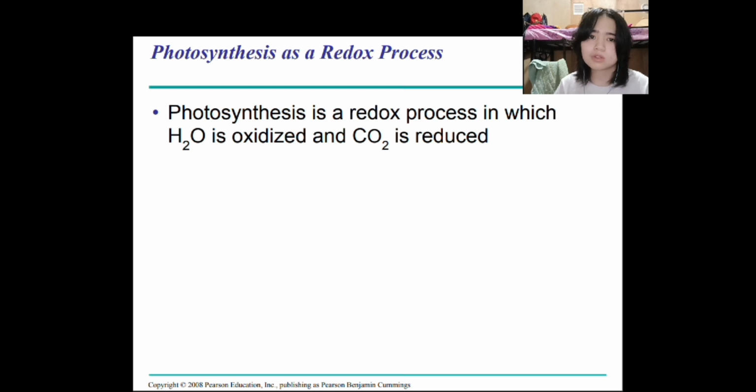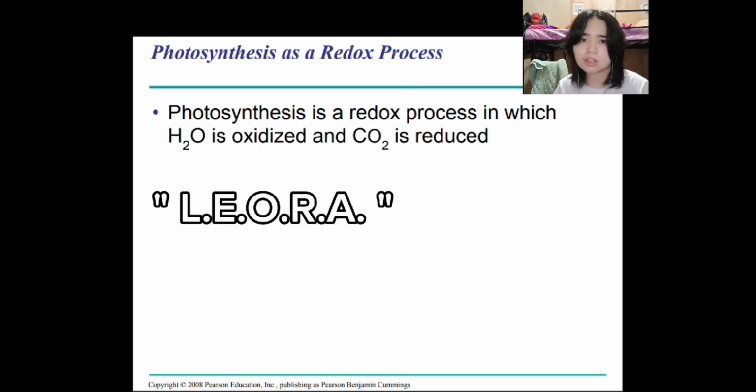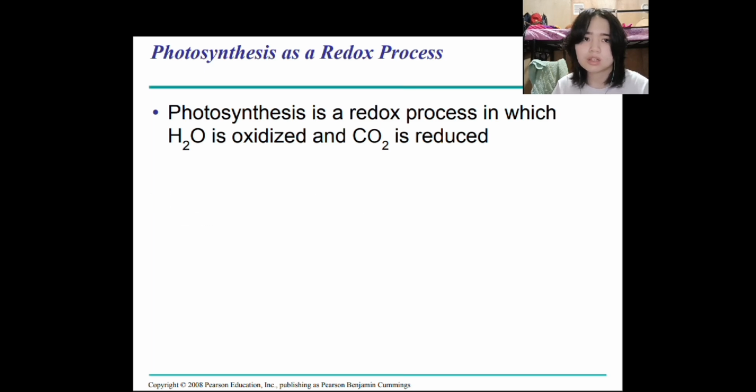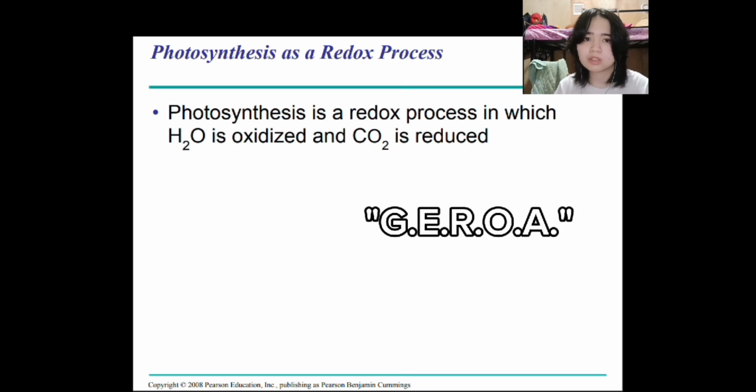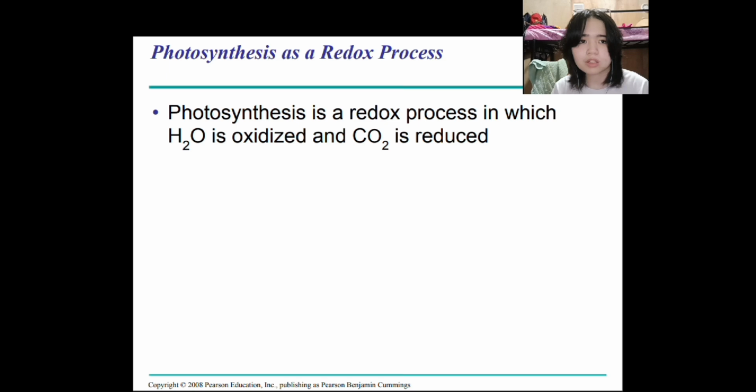Now, there are 2 easy mnemonics that you can remember to make things easier to understand. The first one is LEO, which means losing electrons, and it is an oxidation, and it is what we call the reducing agent. On the other hand, the other mnemonic, which is GER, meaning gaining electrons, it is a reduction, and it's the oxidizing agent.